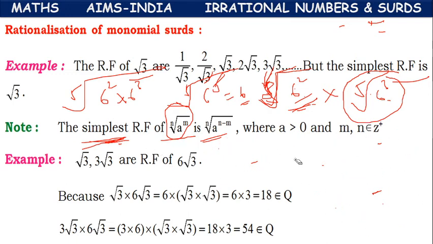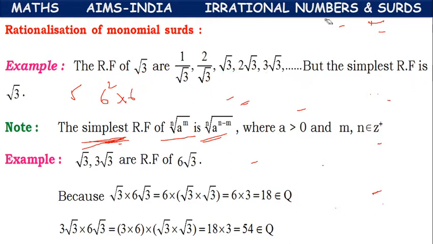For the simplest rationalizing factor, a should be greater than 0, and m and n are always positive integers.